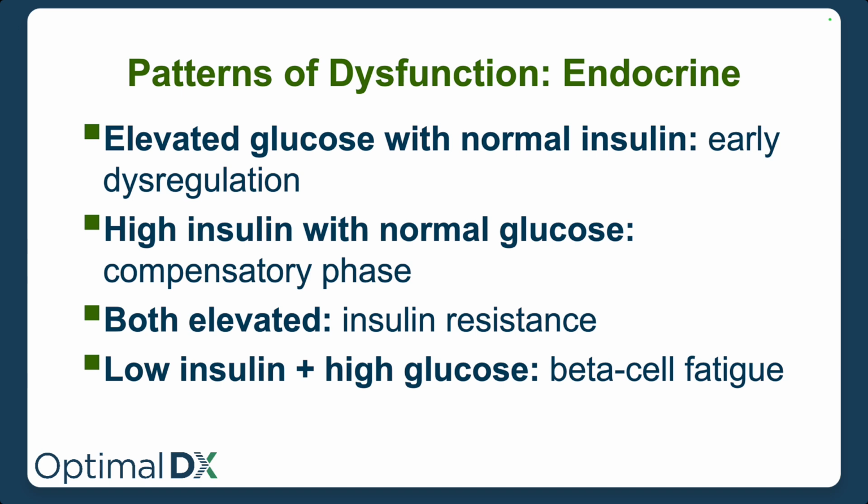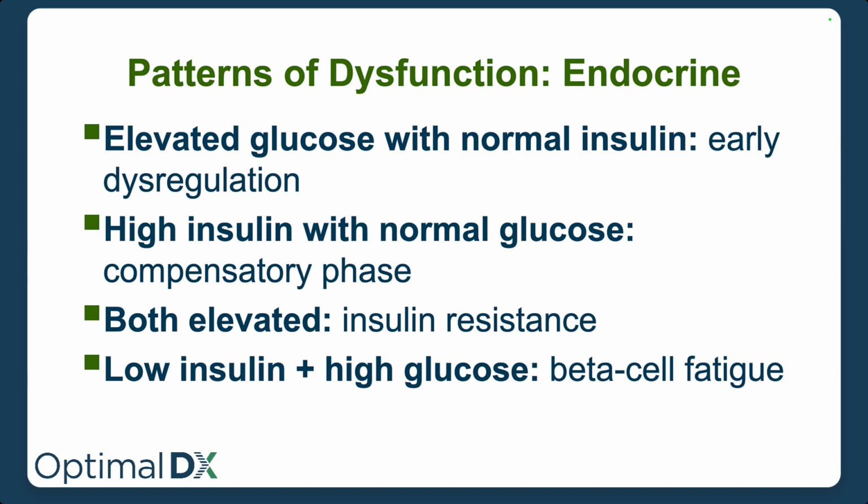From the endocrine side, now we're looking more at the blood sugar dysregulation side of things. The endocrine side offers a clear progression. Beginning stages of elevated glucose above optimal, still within normal ranges, potentially with a normal insulin, suggests early dysregulation, what we might call dysglycemia. When insulin starts to rise but glucose remains normal, the body is compensating. The pancreas is working harder to maintain balance. This is what we might call a compensatory phase.